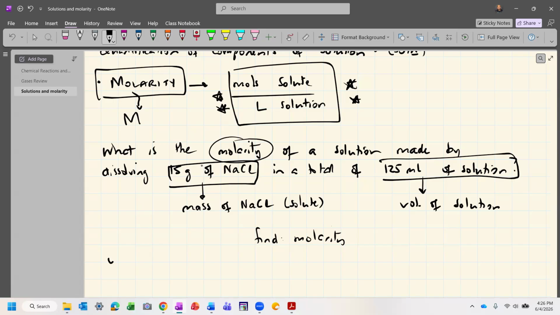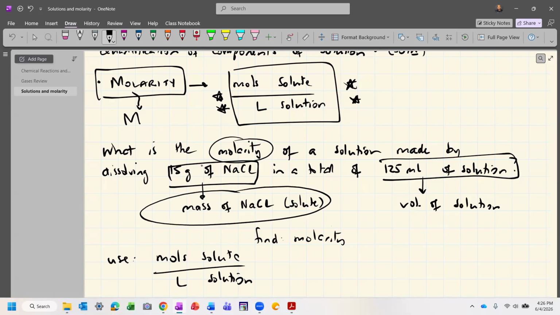Okay, so what we're going to use is moles of solute over liters of solution. That literally is what molarity is. Well, are we given moles of the solute? No. We're given the mass of the solute, 15 grams. So in order to calculate the molarity, we need to convert the 15 grams of NaCl into moles of NaCl. That's a gram to mole relationship. We're going to use the molar mass of NaCl to do this.